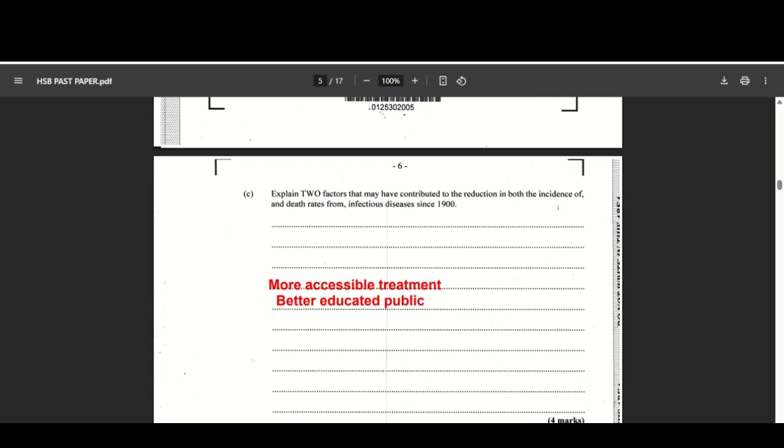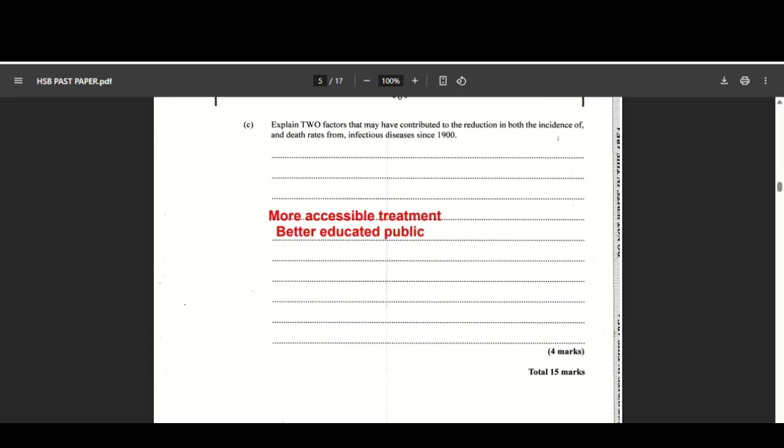Alright, let's look at the next question. Two factors that may have contributed to the reduction of the death rate. Basically, more accessible treatment. For example, if the government gives more funding to the healthcare system, or a special amount of funding specifically towards AIDS, then that would make people live longer, right? So it would reduce the death rates, because if somebody comes from a certain background and cannot afford the treatment, they're just going to sit with the illness, and they're just going to die.